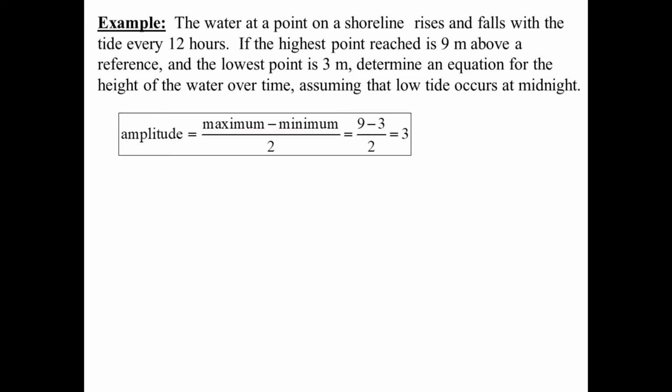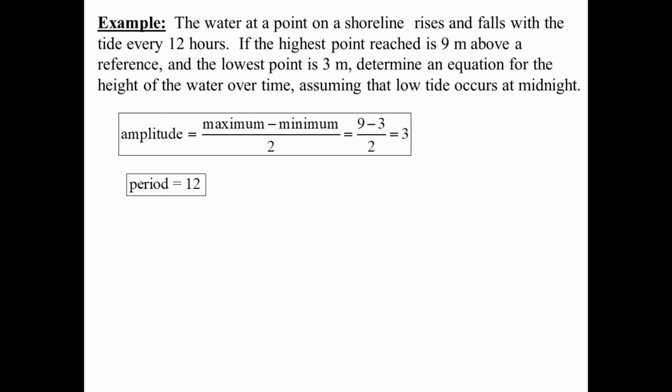First of all, the amplitude is max minus min over 2. And the max is 9 and the min is 3, so 9 minus 3 over 2. That's 6 over 2, which is 3. And here we go again, going after amplitude, period, and shift. Period? Well, it said it follows a 12-hour cycle, so the period is 12.